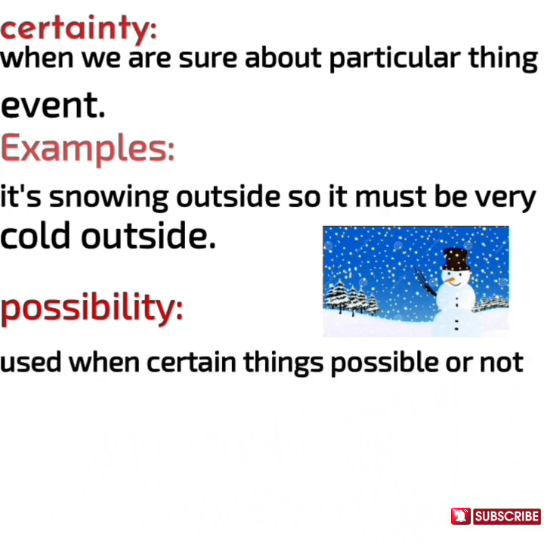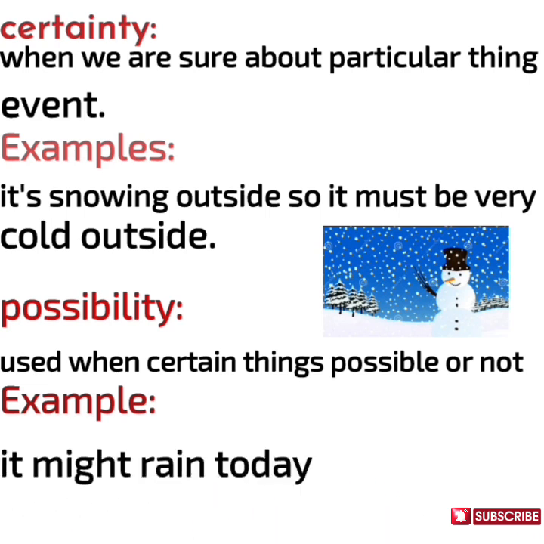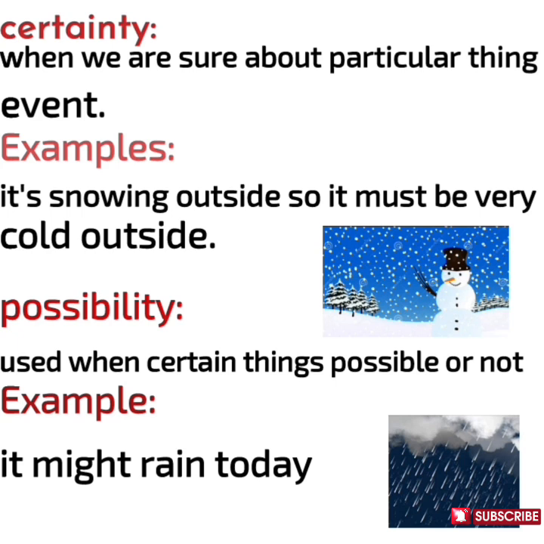Possibility is used when certain things are possible or not, because we are not sure about these events or things. For example, it might rain today. So here we are not sure, it might or might not. So here might is a modal verb of possibility.